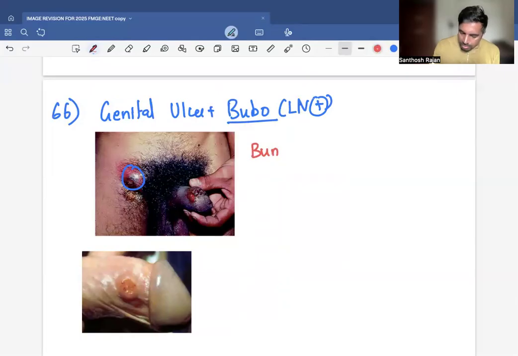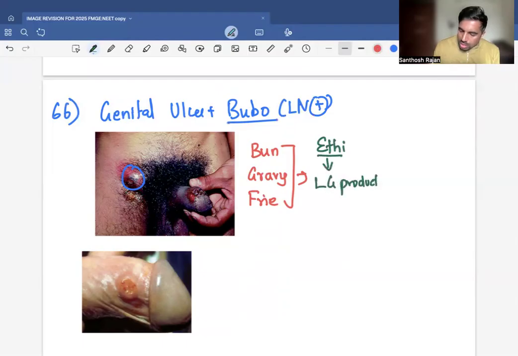This girl. Okay. Bun, gravy, fry. For everything, this girl Eti uses which product? LG product. She likes the LG stove to cook all these things. She doesn't use Philips or any other thing. She uses only the LG stove.